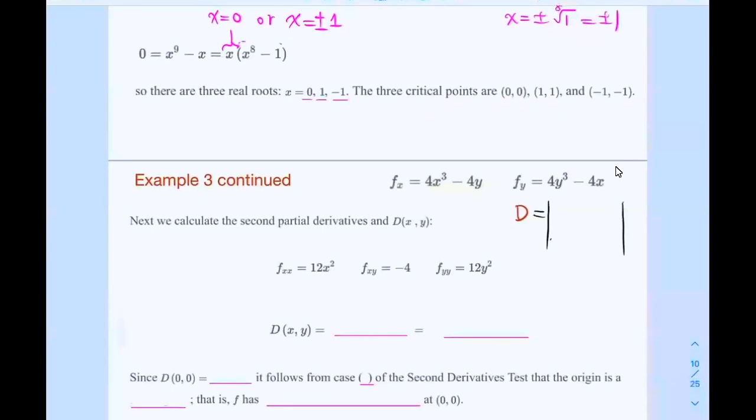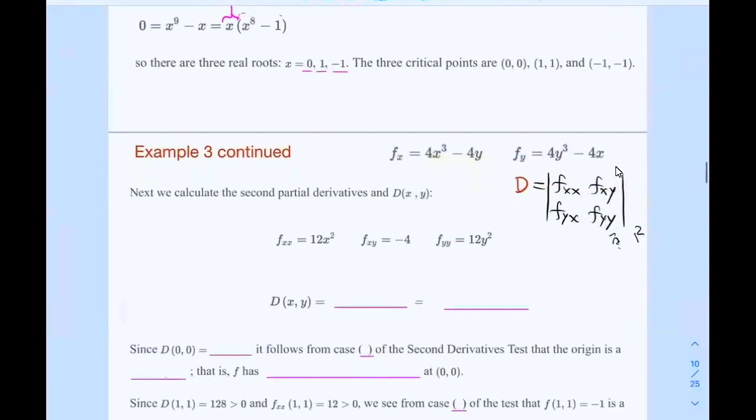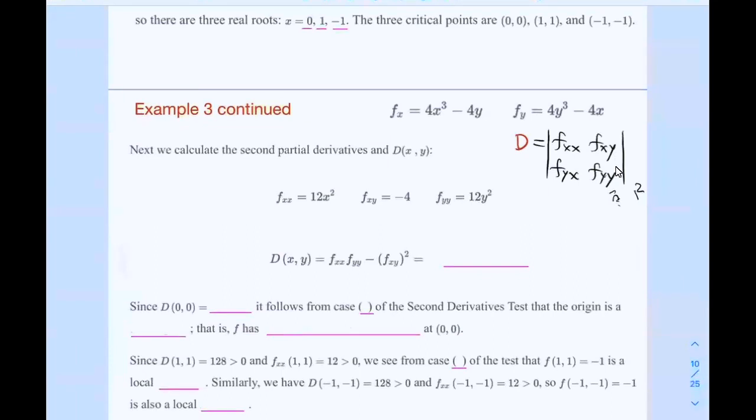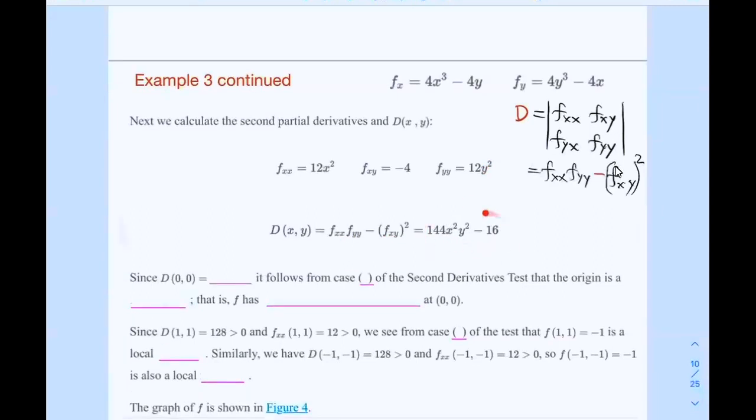Now, after this, remember we're going to compute the D, right? How is D defined here? This is the determinant of fxx, fxy, fyx, fyy. So that will be fxx times fyy, subtract fxy squared. Can you guys do the calculation? Oh, actually, we can just put it here. So you will substitute all this into here, then we end up with this.